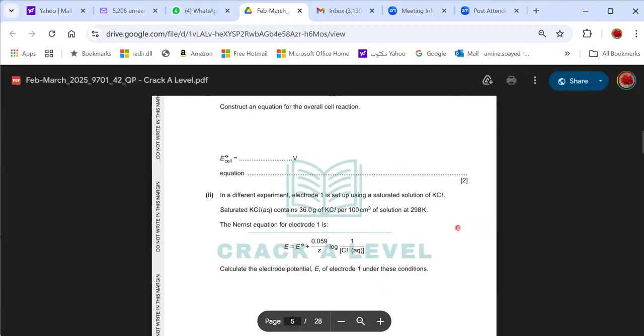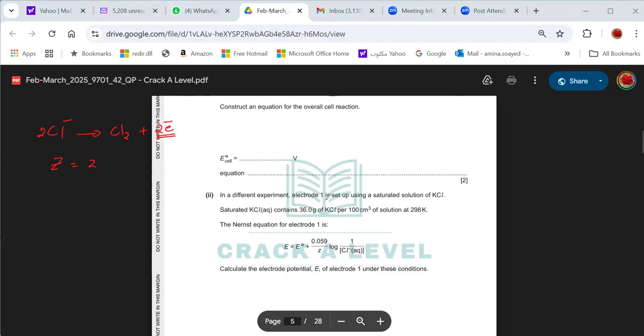And so we say that our equation is that the 2 chloride ions will lose electrons to form chlorine and 2 electrons. It means that here we have 2 electrons in our equation. So the Z is equal to 2.